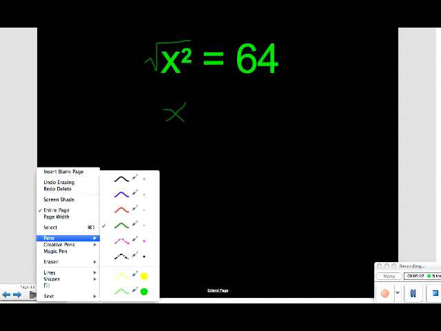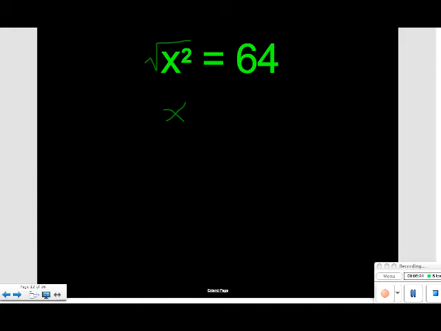Okay, now you know how equations work. You can never do anything to one side of the equation without doing it to the other. So if I do it to that side, I have to do it to this side. Okay? With me so far? Hope so. Now, here's the tricky part.